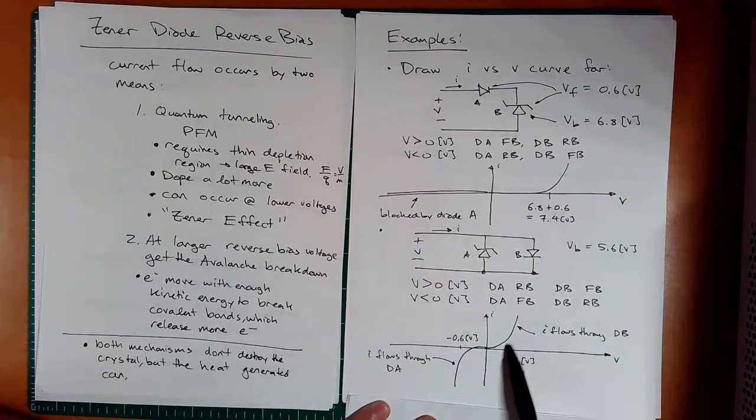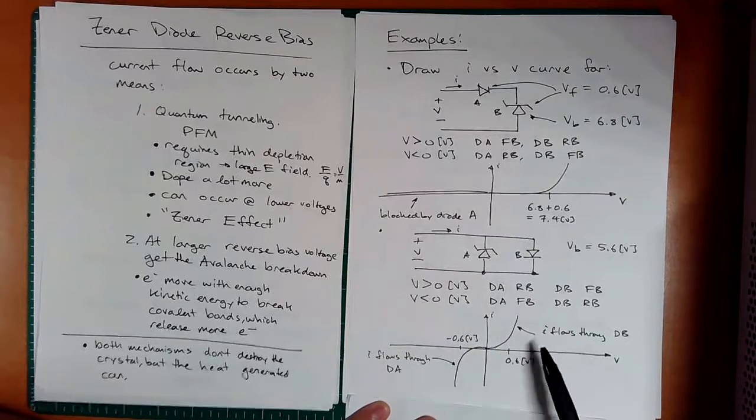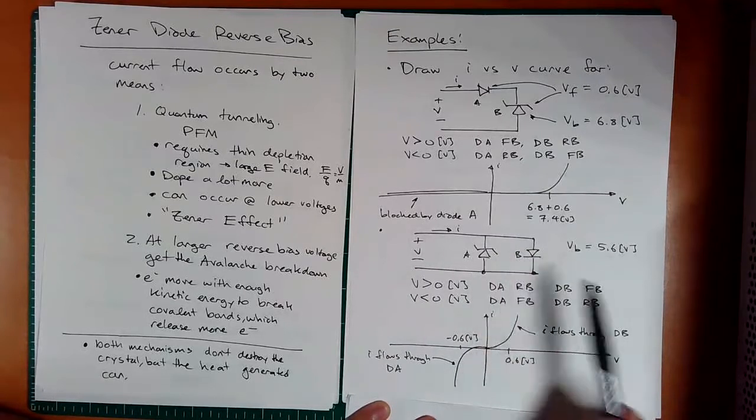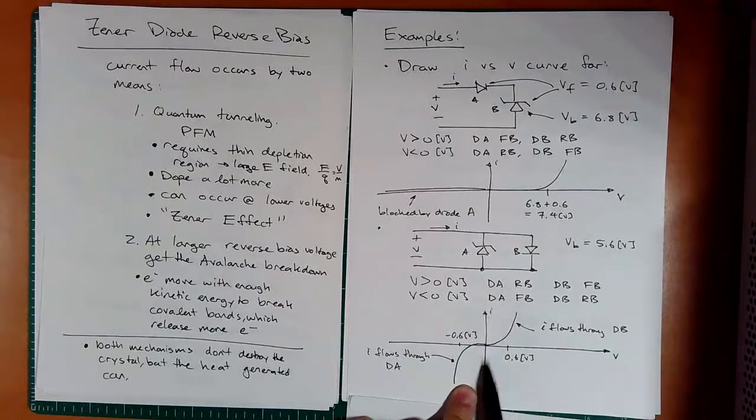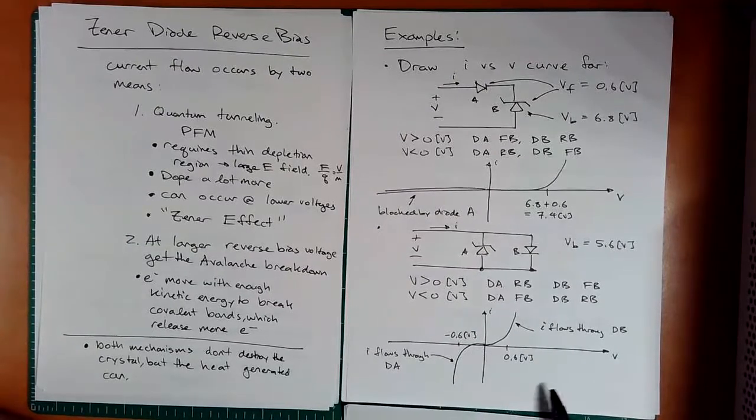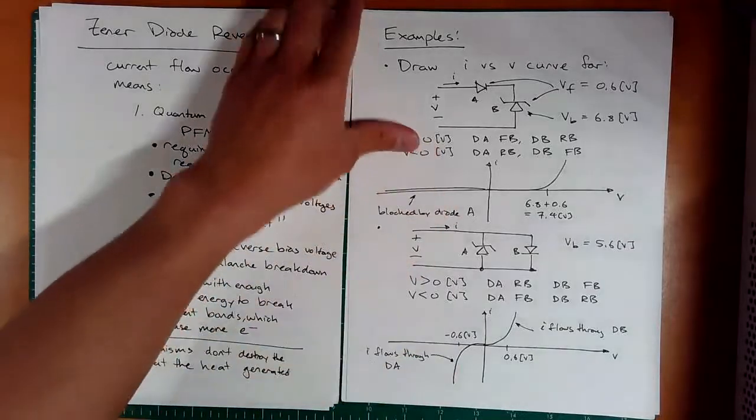And I believe a similar problem is in your homework one, where it's just two back-to-back normal diodes, right? If we go to the extreme, this is basically a vertical line with a very minimal forward voltage, right? Okay. All right, not too bad.